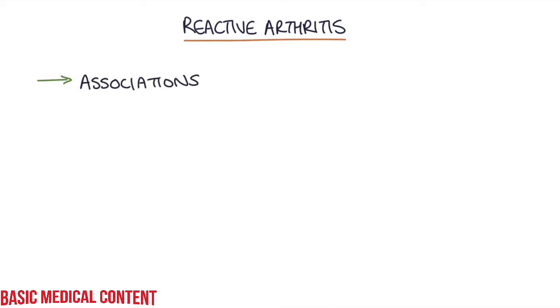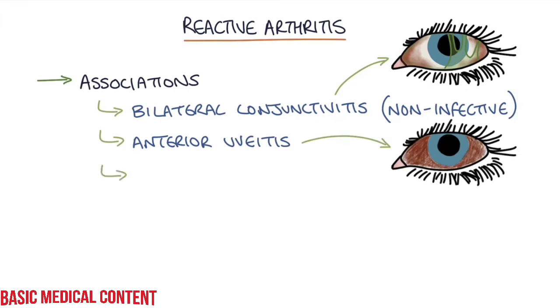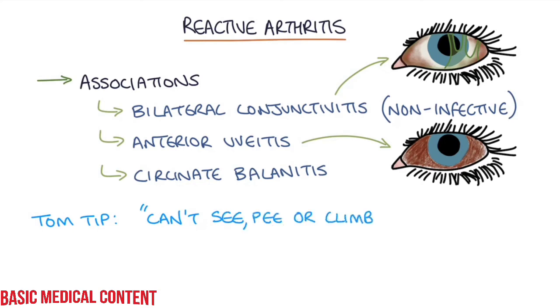There's a few associations to be aware of. Bilateral conjunctivitis, and this is a non-infective conjunctivitis. Also anterior uveitis, and also circinate balanitis. And circinate balanitis is dermatitis of the head of the penis. So a quick Tom tip for you, these features of reactive arthritis, eye problems, balanitis, and arthritis, lead to the typical saying which you'll hear quite a lot, which is can't see, pee, or climb a tree. And that saying is quite a good way and a catchy way for you to remember the features of reactive arthritis.